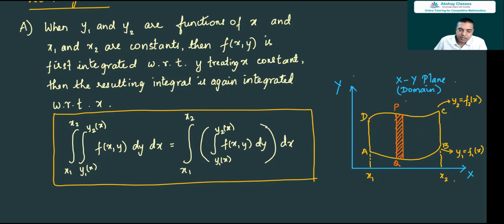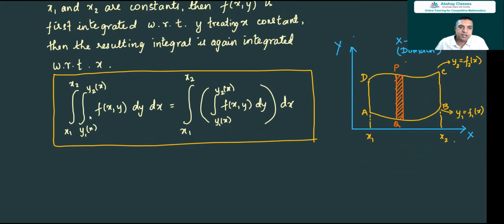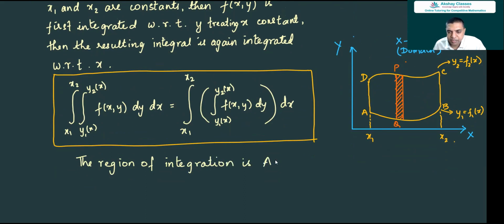So earlier we would integrate a function of a single variable, y dx. So dx will be on the, so we integrate over a line along the x-axis. However, now we have to integrate over the area. So the region of integration is ABCD.